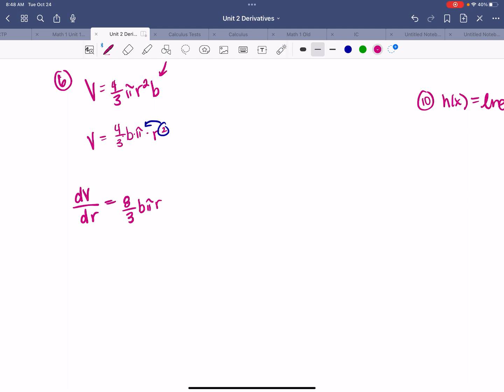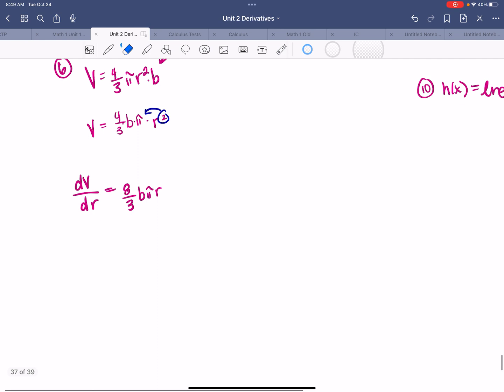Now, if that was a plus b, for example, if this was 4/3 pi r squared plus b, then the derivative of that constant would be 0. But because we have a product here of b, it just groups in with the other coefficients and stays there when we take the derivative of it.